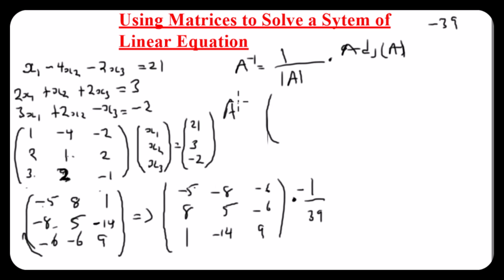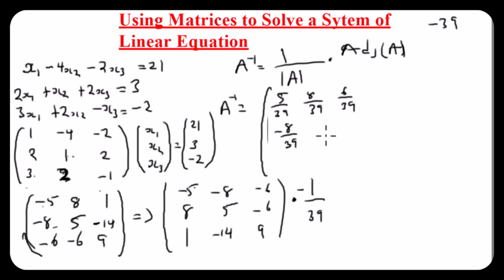So A inverse will be equal to, so this becomes 5. Definitely the matrix will have to be bigger than this. So A inverse is equal to minus 5 over 39. Let me do away with the negative sign too, because negative cancels negative, so 5 over 39. That'll be the first one. So this times this, that's 8 over 39. This time, 6 over 39. This one will be negative 8 over 39. Should be negative 5 over 39.